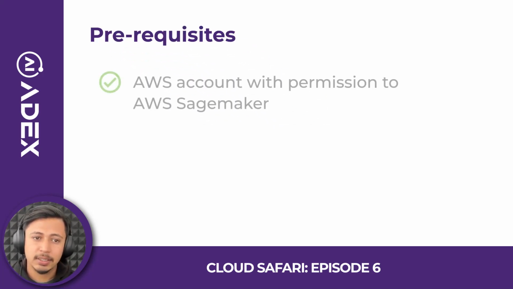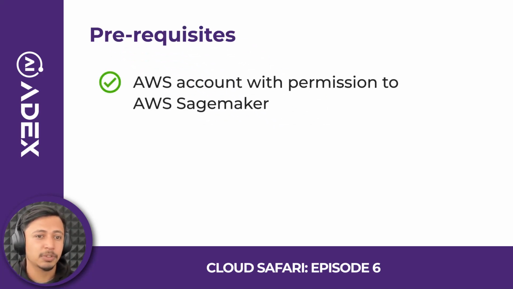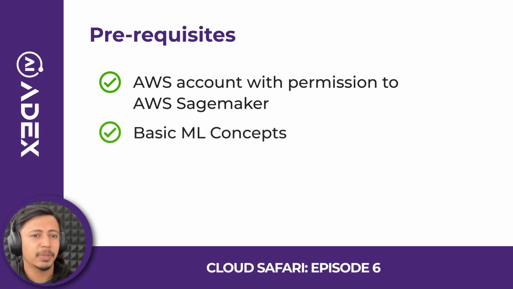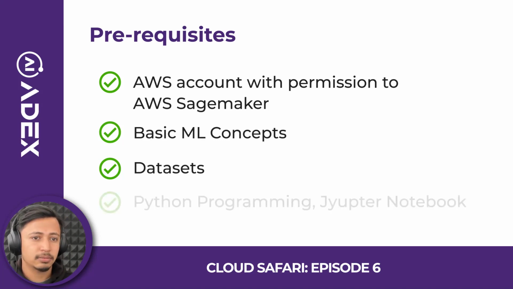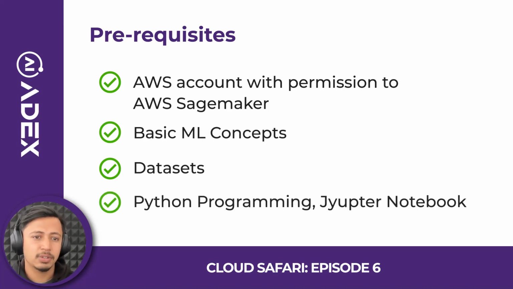All you'll need is an AWS account with access or permission to AWS Sagemaker, and you must have some basic understanding of machine learning concepts and a dataset, but this time we are using a dataset provided by AWS itself for learning purposes. You also have to be familiar with Python programming and Jupyter Notebook.